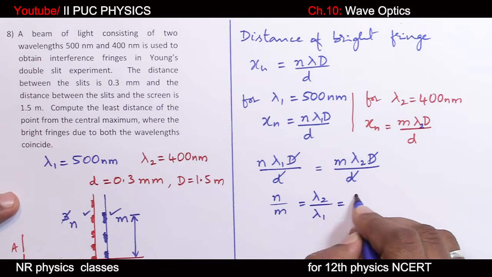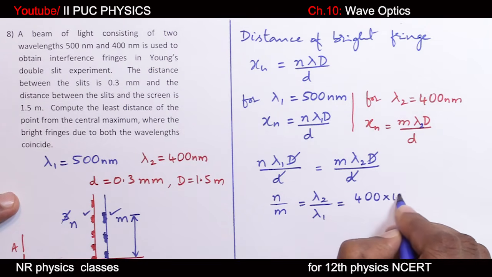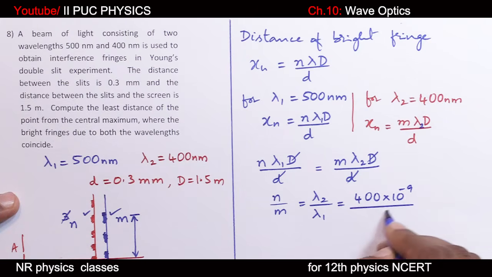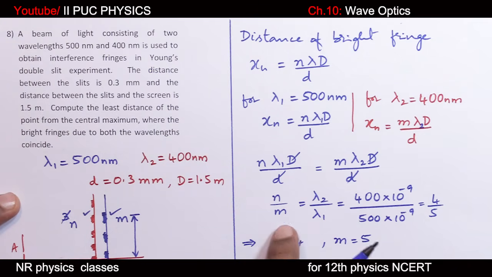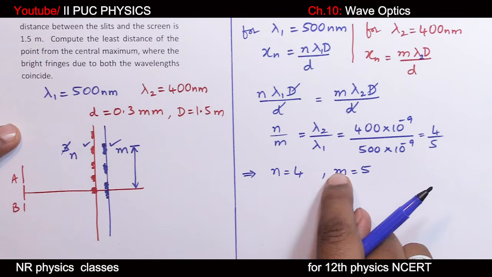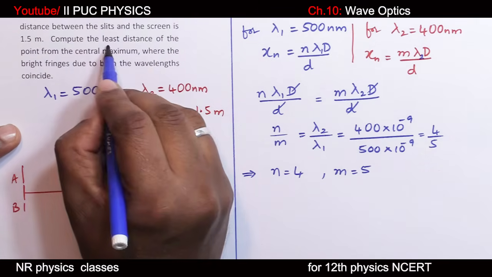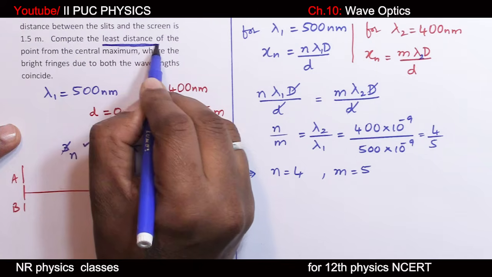Lambda 2 is 400 nano, lambda 1 is 500 nano. Now it is 4 by 5, implies n is 4 and m is 5. I can take n by m equal to 4 by 5, as n is 4 and m is 5 only when least distance is mentioned. Okay, and it is mentioned.